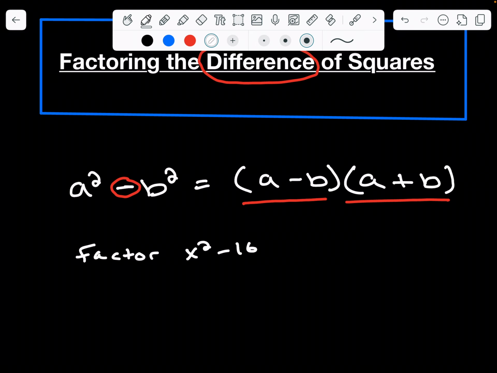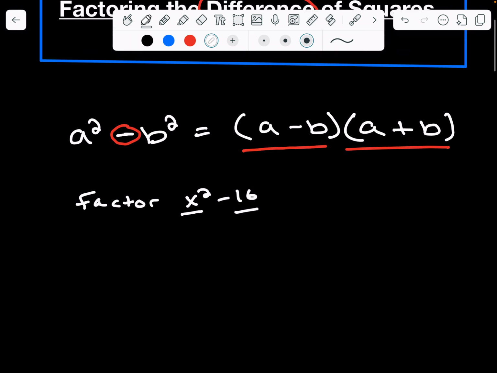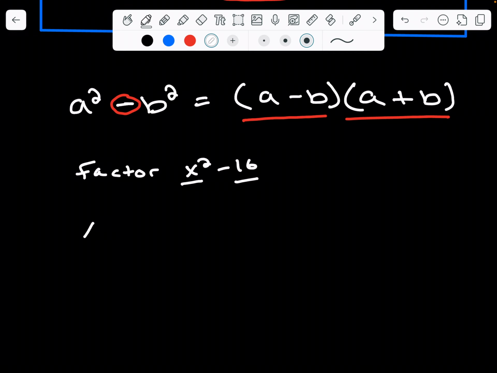x squared minus 16, we need to ask ourselves three questions, or take 3 steps to do this. So question number 1, are our two terms perfect squares? Well, x squared is the square of x, and 16 is the square of 4. So we can rewrite this in our formula, x squared minus 4 squared is the same thing as saying x minus 4, x plus 4, into our two binomials.